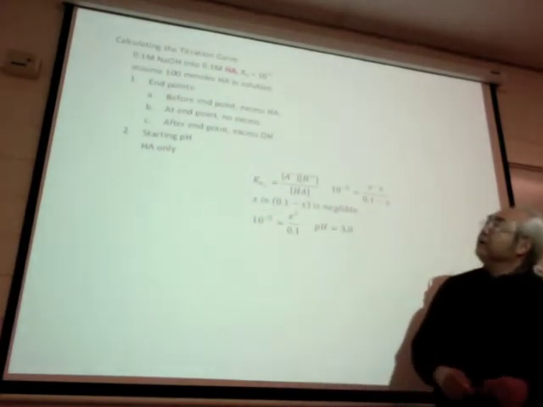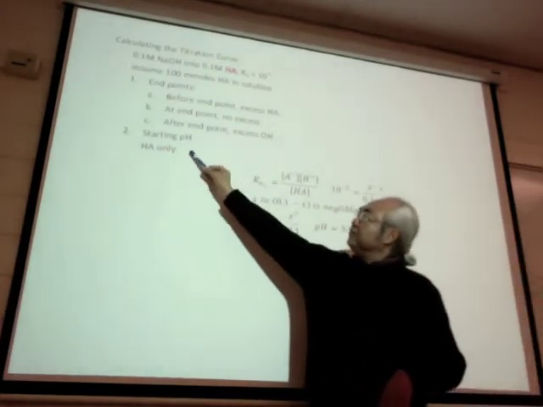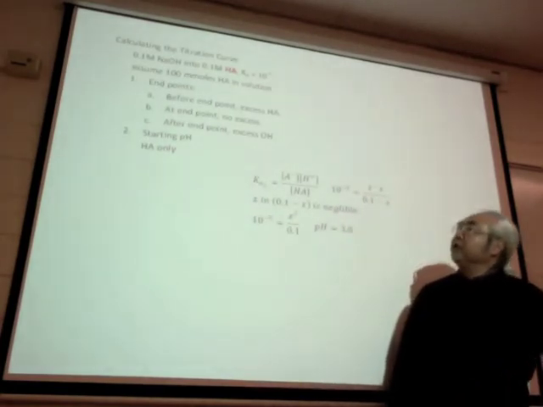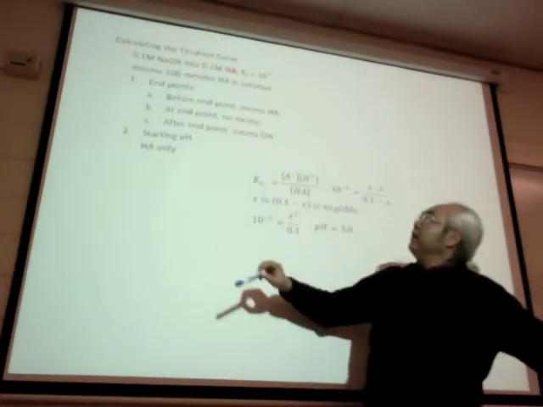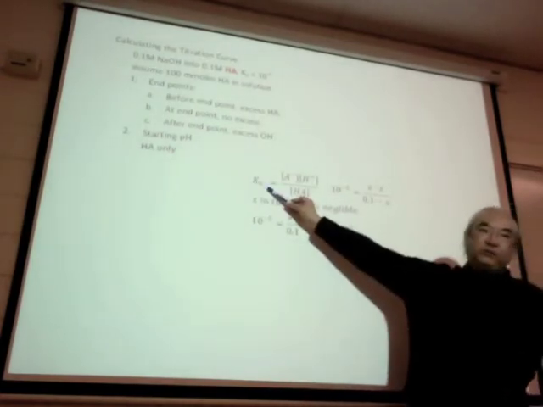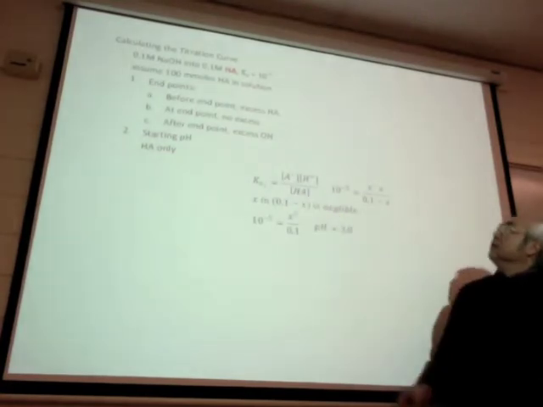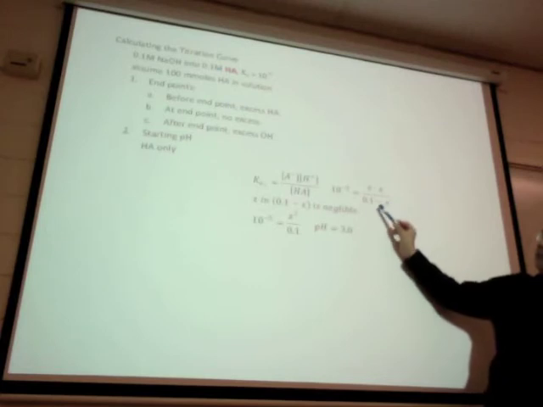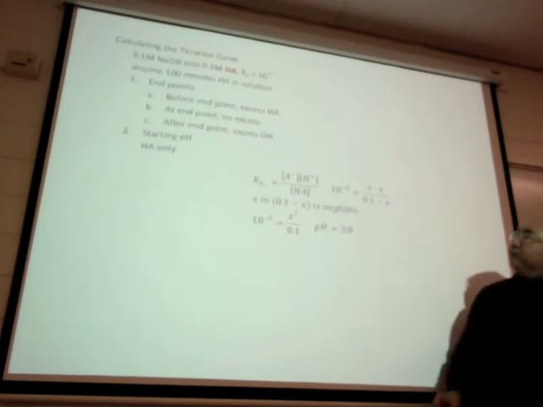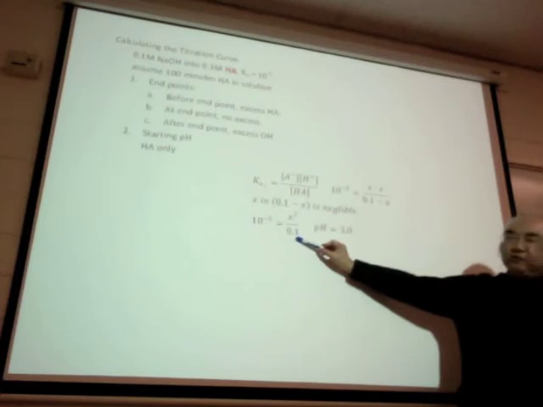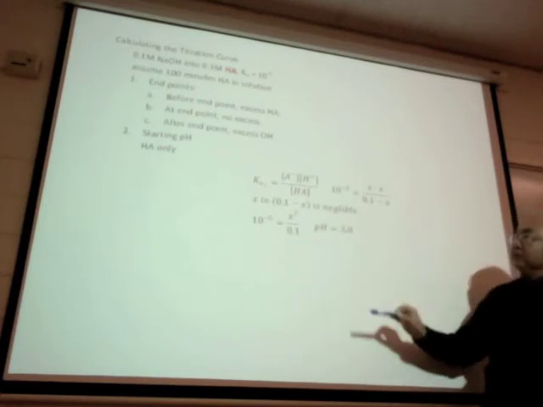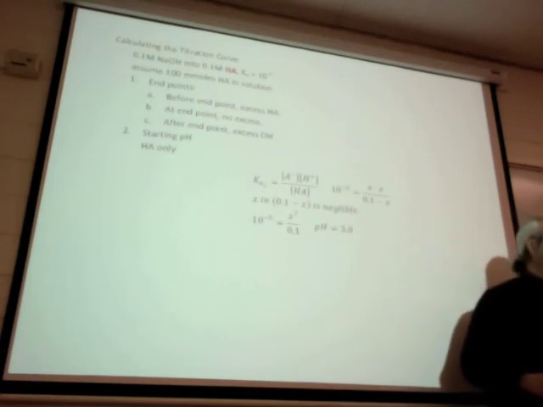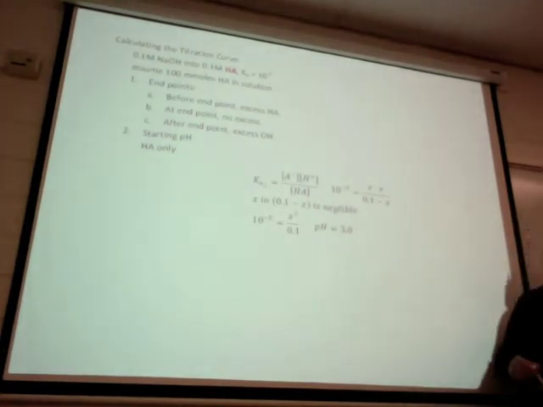So now we are ready to go. So the starting pH, the first data point on the curve, means you have HA only. So the Ka expression is like this. Okay, then you set it up like this. Then this X is negligible, so it's reduced to something like this. Okay, so pH equals 3.0, so to begin with, before you add any titrant, pH equals 3.0.